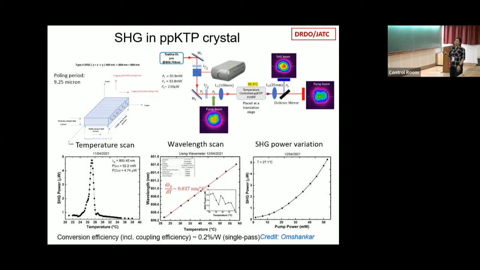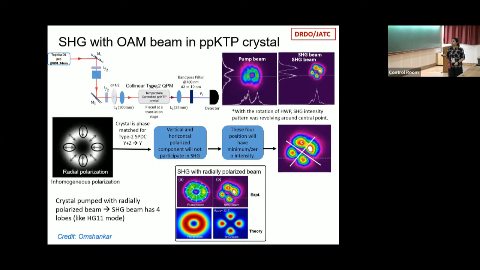We pump with 800 nanometer photons into a temperature-controlled PPKTP crystal, and output photons are produced at 400 nanometers. People in the community know that these are the things we explore. So SHG power as a function of temperature is ideally a sinc function. This one does not exactly look like a sinc, but there are reasons, because there are focusing issues. I don't have time to explain that, but we can take it up later in a detailed question. The SHG power as a function of the pump power varies quadratically. So all those routine checkups we did.